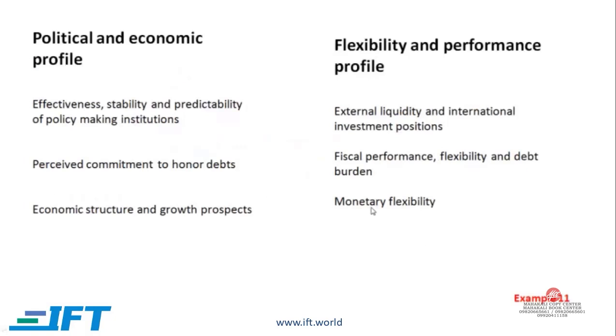So broadly speaking, this framework has one segment that deals with the political and economic profile of a country, and the other which deals with flexibility and performance profile of a country. On the political and economic profile side, we need to look at the effectiveness, stability, and predictability of the policy making institutions. So this can also be sometimes thought of as political risk.